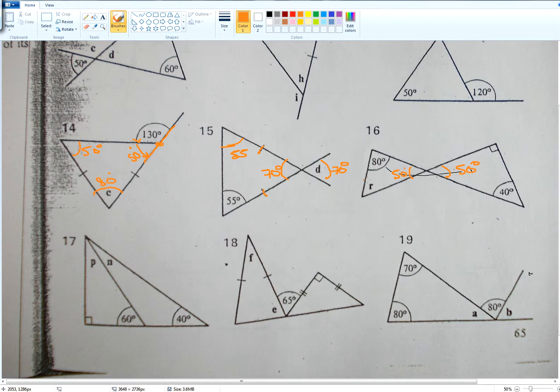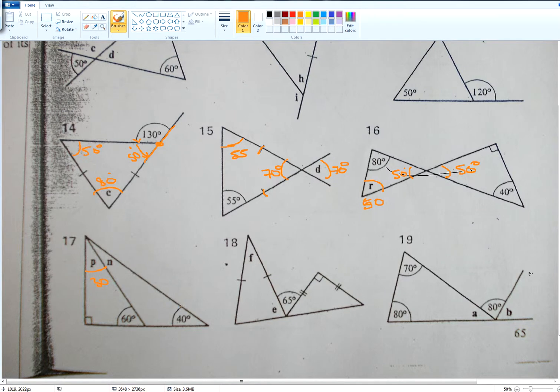50 plus 80 is 130, and so the remaining angle will be 60. That's right, 50 is right. Now we have triangles within a triangle. 60 plus 90 is 150, leaving 30. So that will have to be 30.